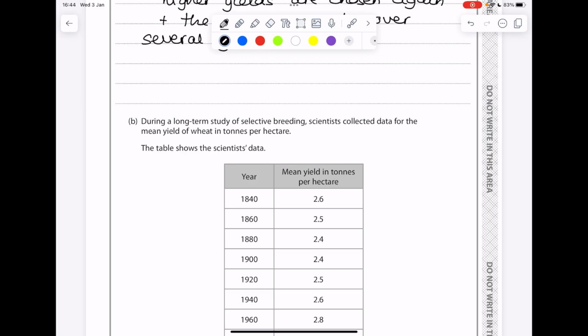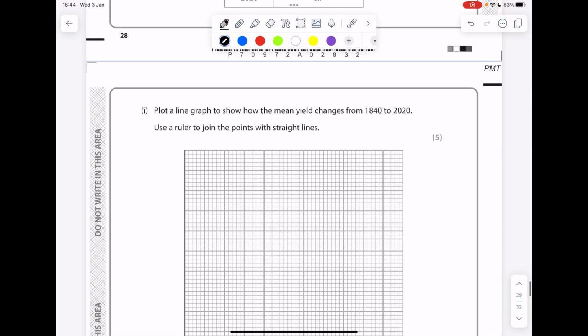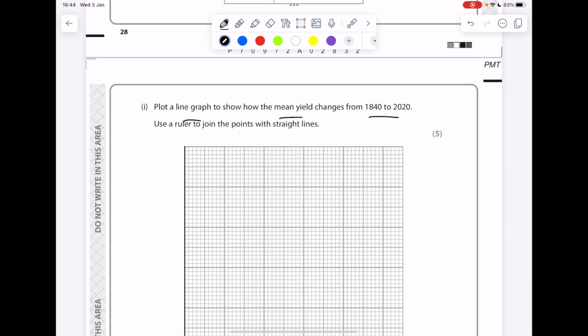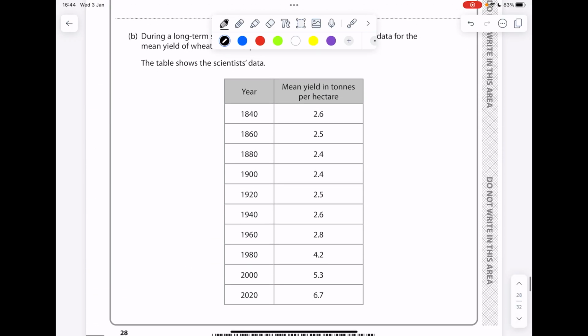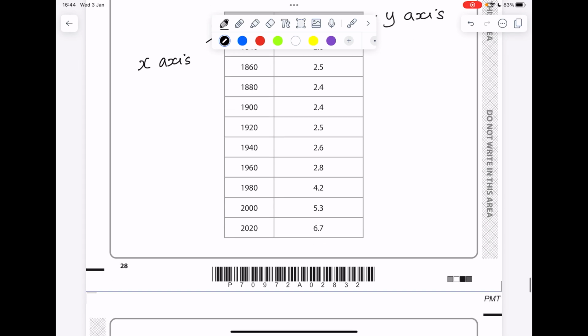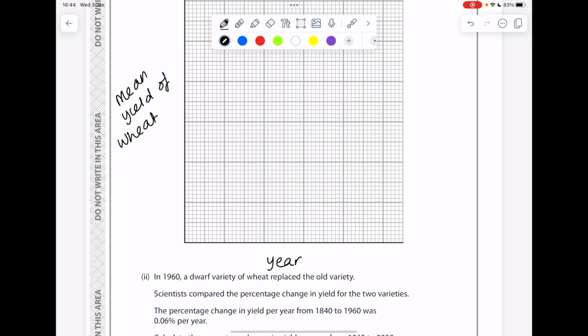During a long-term study of selective breeding, scientists collected data for the mean yield of wheat in tonnes per hectare. Plot a line graph to show how the mean yield changes from 1840 to 2020. Use a ruler to join your points with straight lines. So the year will be the x-axis, because that's what you're changing, the independent variable. What you're measuring is the yield in tonnes, so that's your y-axis. Make sure you include your units.